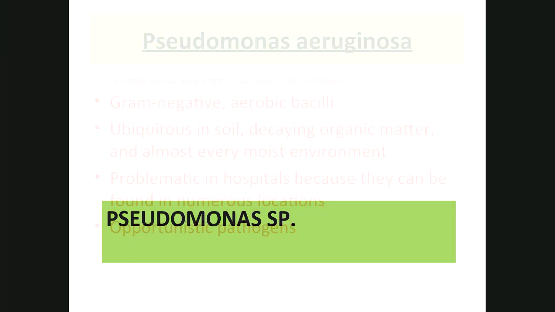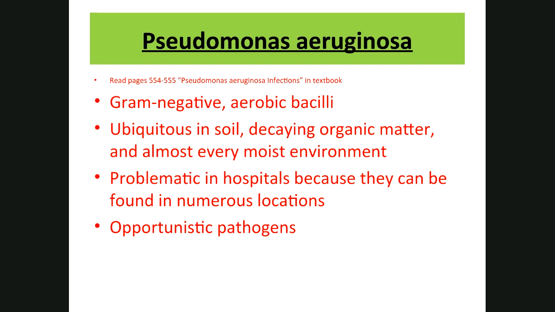All right, so we just have a little bit more to go. The last of the organisms we're going to see is Pseudomonas, and specifically Pseudomonas aeruginosa. Pseudomonas aeruginosa is an opportunistic pathogen. It's a gram-negative rod. It is not a member of the Enterobacteriaceae family. The Enterobacteriaceae family were facultatives. Pseudomonas is an aerobic organism.